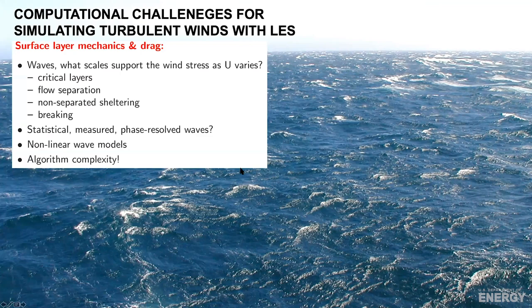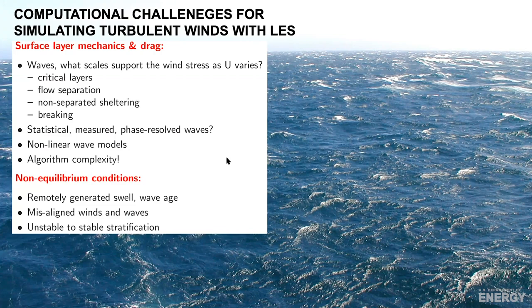If you're going to do LES with resolved waves, you have to ask a very important question. Am I going to use statistical waves, a measured wave field? Imagine you had just a snapshot or snapshots of the wave height that you could put at the bottom of a code. Or am I going to use phase-resolved waves? By phase, I mean you actually track each wave as it goes along. This broaches a really neat idea of nonlinear wave models. How do you couple a dynamic surface with the atmosphere? You have to use this. Certainly there is algorithmic complexity in doing that.